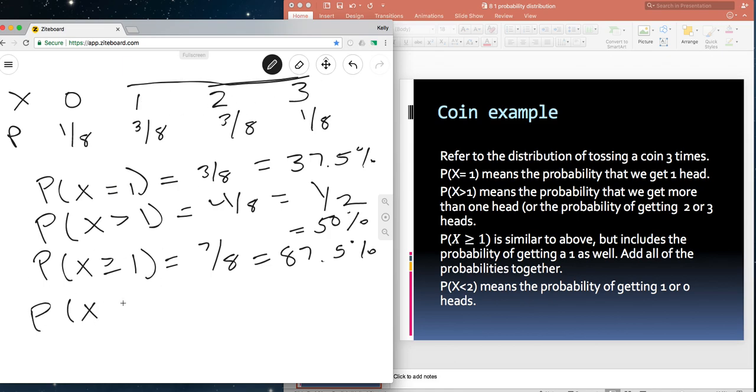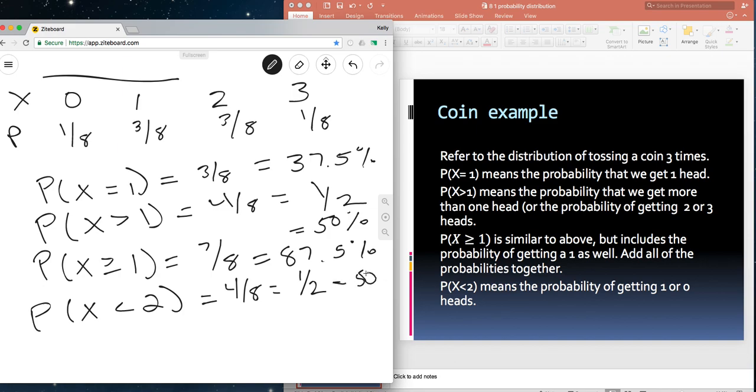I could use the less than symbol as well. If I said what's the probability that x is less than 2, less than 2 means don't count 2, but everything's smaller than it. So 0 and 1 is less than 2. And once again, 1/8 plus 3/8 is going to be 4/8, or 1/2, or 50%. So there's a lot of ways that they could ask these questions, and basically, like I said, the top row is always your X and the bottom row is always your probability, and you basically just look through it and decide what numbers are they asking for, and then you add the probabilities together to get the final answer.